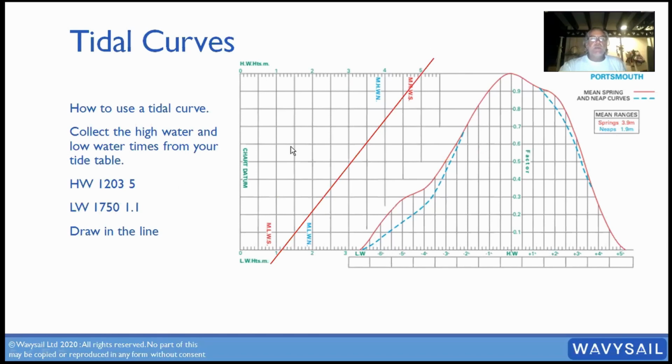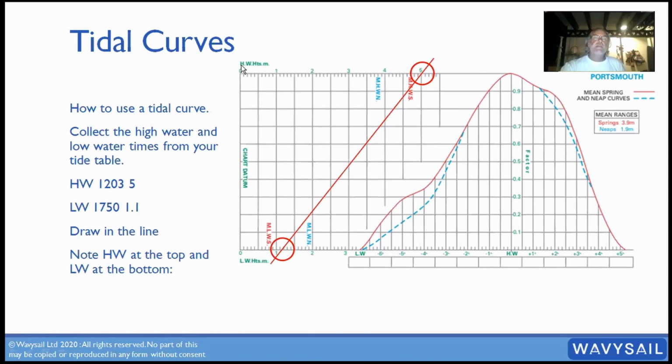Okay, so what did we do? We took our low water height at 1.1, and we took our high water at 5. We just drew a line between them. High water at the top there, low water at the bottom for that day, and that's given information for us. That comes straight out of the tide tables. 5 meters at the top, 1.1 at the bottom, and we just draw a line between them.